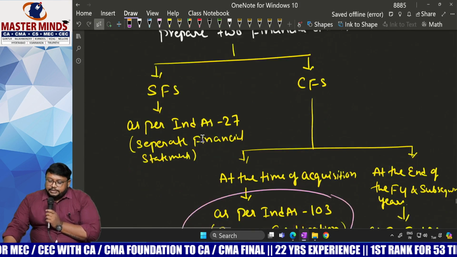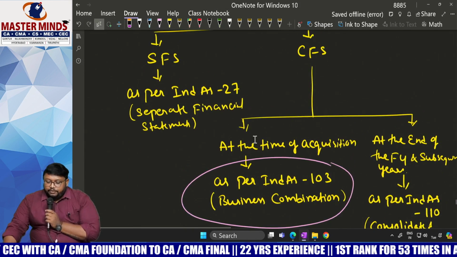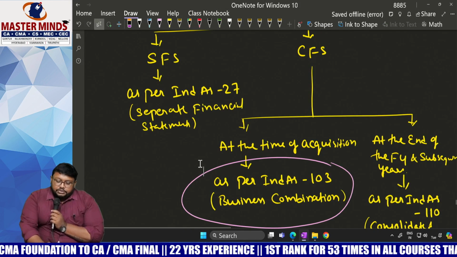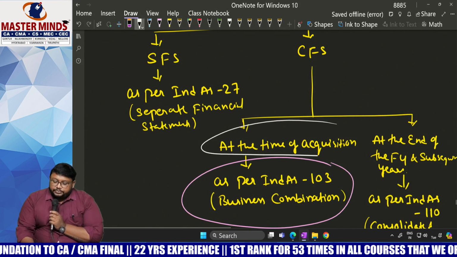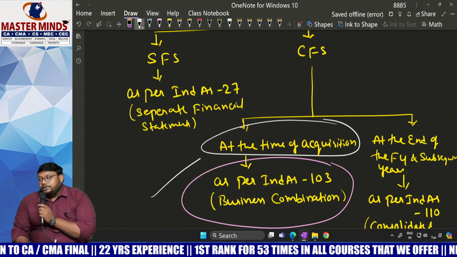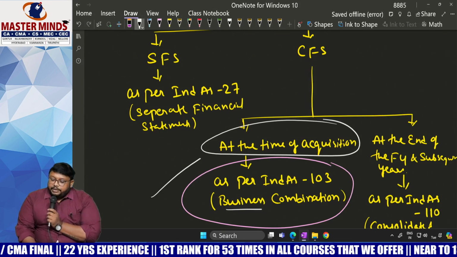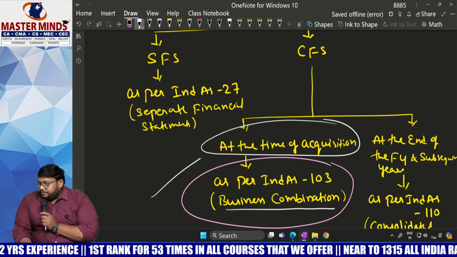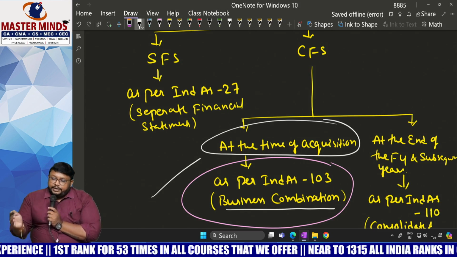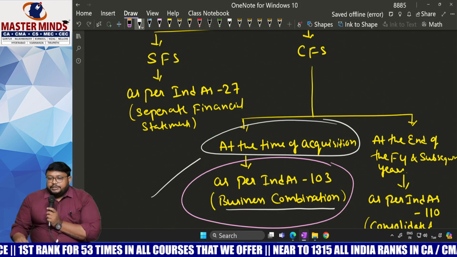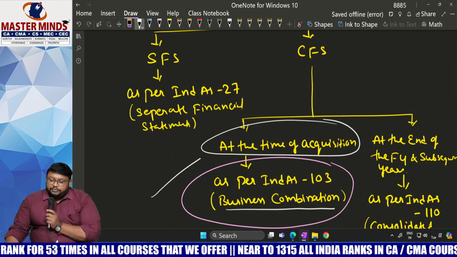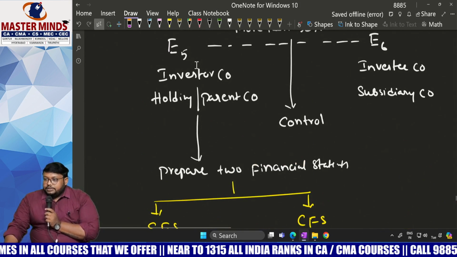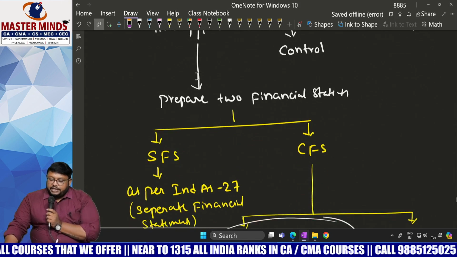Here our concentration is business combination. That means at the time of acquisition, how to do the accounting. Up to that only, business combination will tell you how to do accounting at the time of acquisition. Business combination is nothing but either amalgamation or merger has taken place or acquisition has taken place. Acquisition is nothing but we are acquiring some other business. Up to how much? More than 50%, as I told you. If you hold 60% or 70% also, we do the accounting for that as per business combination.